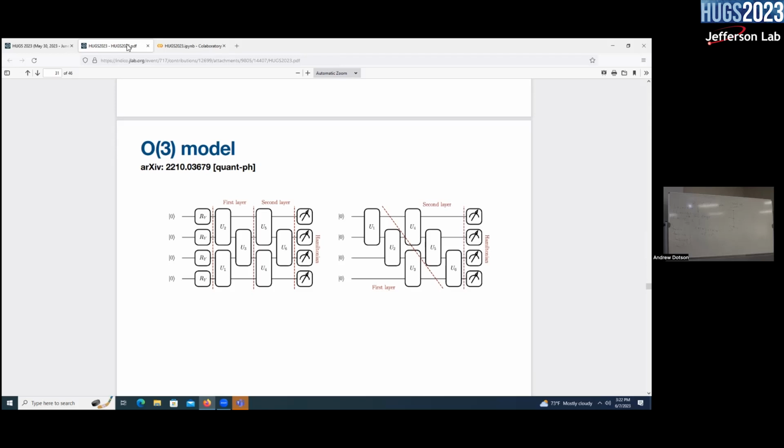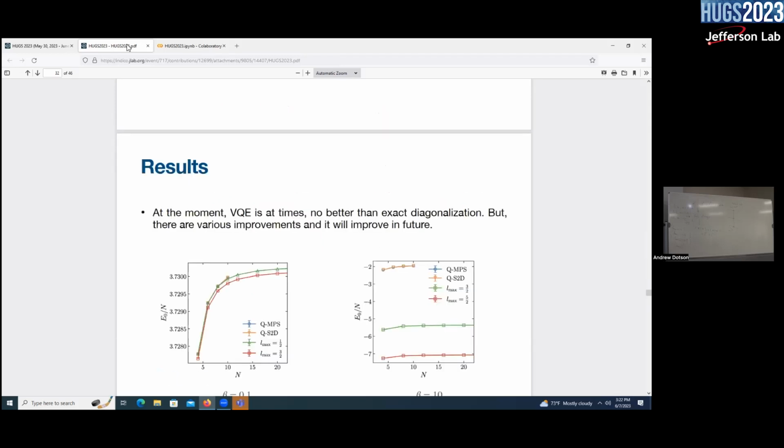So U1 to U3 are two-qubit gates, and then you follow it up with a second layer, which is U4 through U6, and then you measure the Hamiltonian. So this is the ansatz they used. Okay, now once we have the ansatz, we measure the Hamiltonian. What do we get? We get something like this.